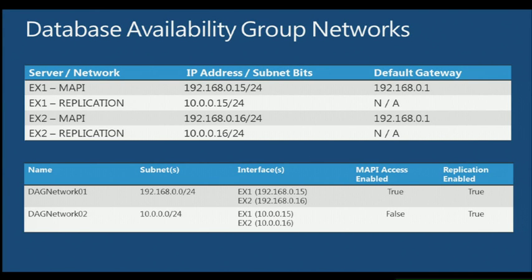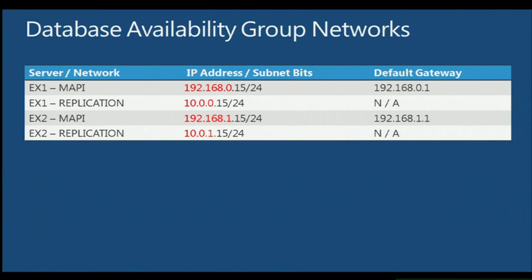Because the 192.168.0 configuration has the default gateway and the other configuration settings I mentioned, it's automatically got MAPI access enabled set to true. It's automatically been discovered as the MAPI network. By contrast, DAG network 02 on the 10.0.0 subnet, its MAPI access enabled is set to false. It's been identified as a replication network, in part because it doesn't have a default gateway, and in part because of the other configuration settings.